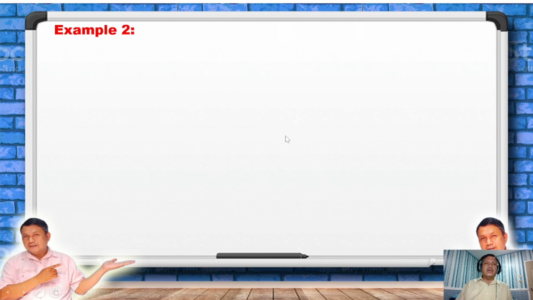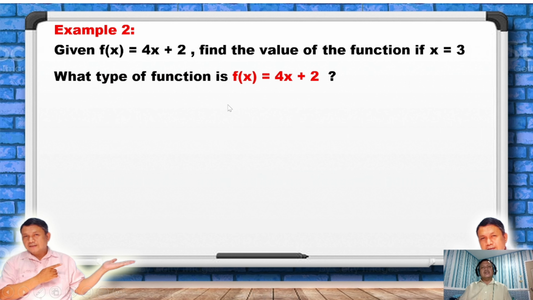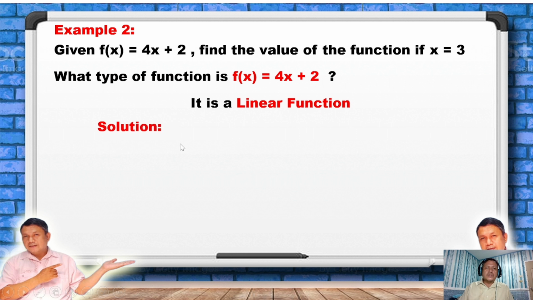Proceed tayo sa example number 2. Given f of x is equal to 4x plus 2, find the value of the function if x is 3. Now, same procedure tayo. What type of function is this? Okay, very good. So this is an example of a linear function because the degree is 1. Okay, let us solve this one. Solution. So we have f of x is equal to 4x plus 2. We will replace x by 3. Ito po yung given sa value ng x and that is 3.